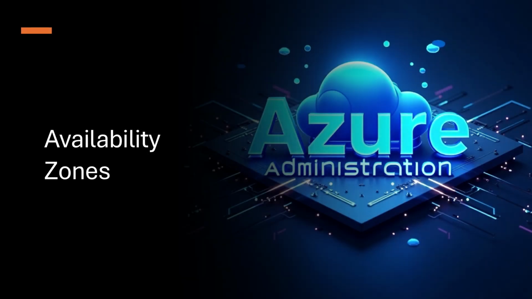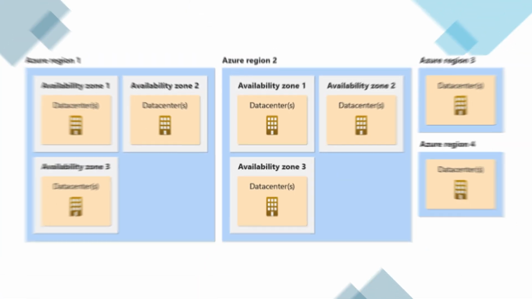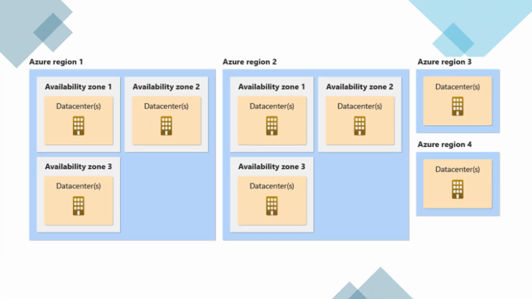When you're designing for high availability, your mission is to make sure that even if something catastrophic happens, like a full data center outage, your application keeps running smoothly. That's where availability zones come in. Availability zones are Azure's way of protecting your applications and data from data center level failures.